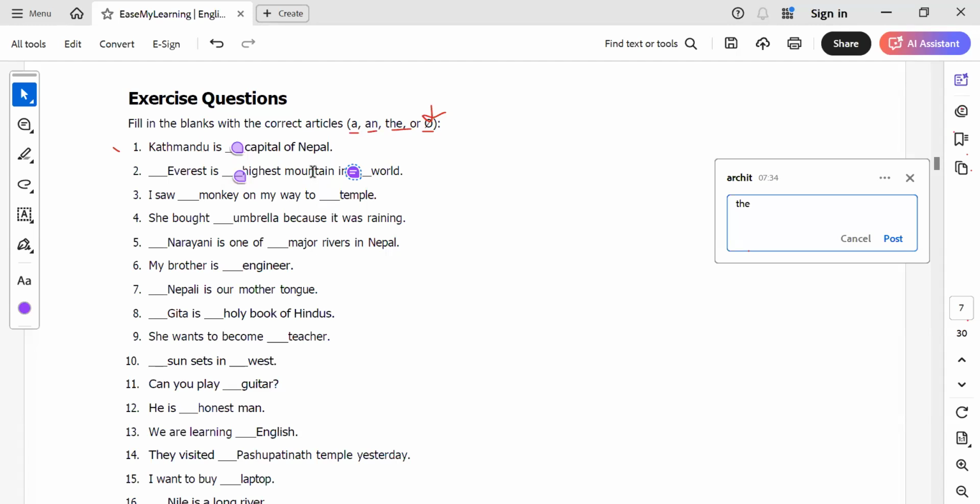Okay, so going to the third question. I saw dash monkey on my way to dash temple. Again, two answers. So here we've got two different answers. So we let some more answers come in before we reveal the answers. Anybody else would like to try? Oh, we've got more answers actually.